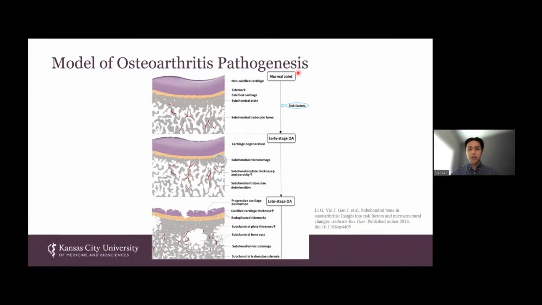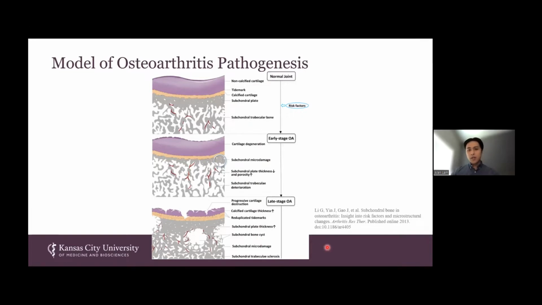You see at the top here, we have the normal joint with healthy cartilage, healthy subchondral trabecular bone. And as it progresses from early stage to late stage osteoarthritis, you begin to see that cartilage degeneration as it gets progressively deteriorated over time. And you can see with the subchondral bone here, there's micro damage, increased porosity, as well as development of bone cysts, or essentially holes in the bone that can predispose the bone to failure.